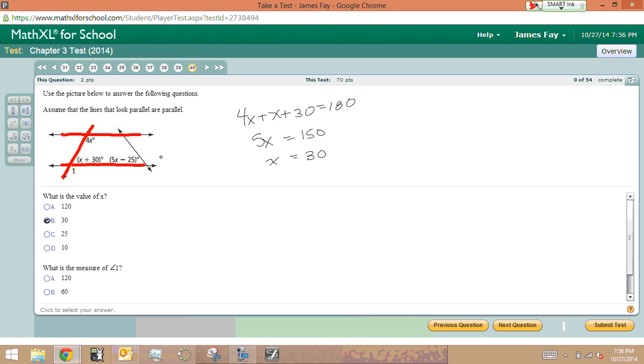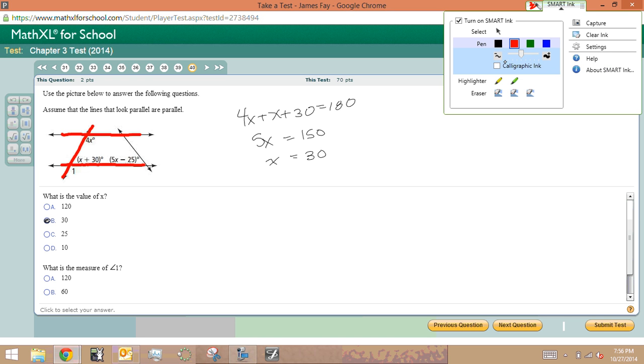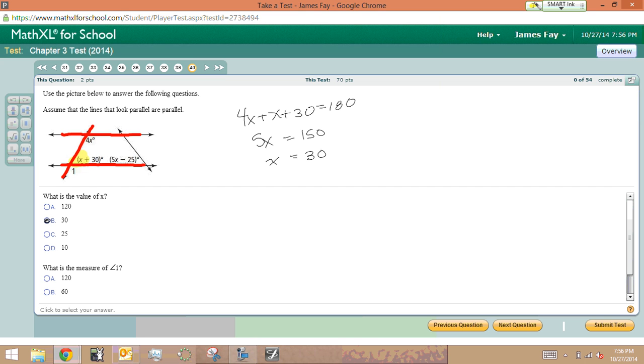Okay. If x is 30, they're asking now, what is the measure of angle 1? Well, the measure of angle 1 is this angle down here. So remember, this angle here of x plus 30 and angle 1 form a linear pair, so they're supplementary. So if x is 30, that angle is 60, so angle 1 has to be 120. This 5x minus 25 is just there to throw you off. You don't necessarily need that for this particular problem.